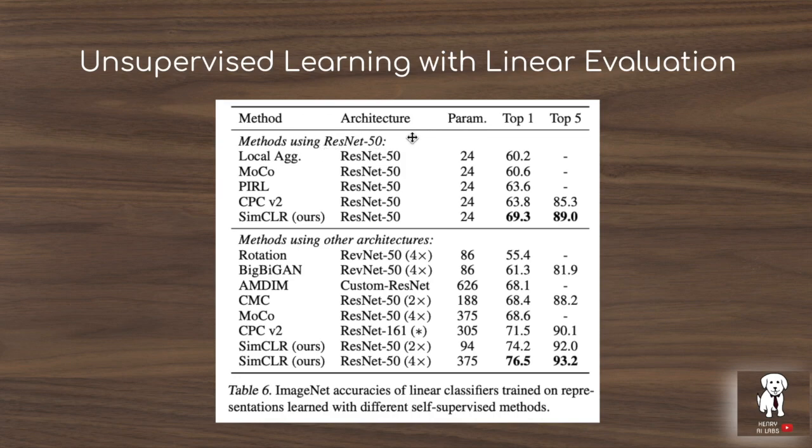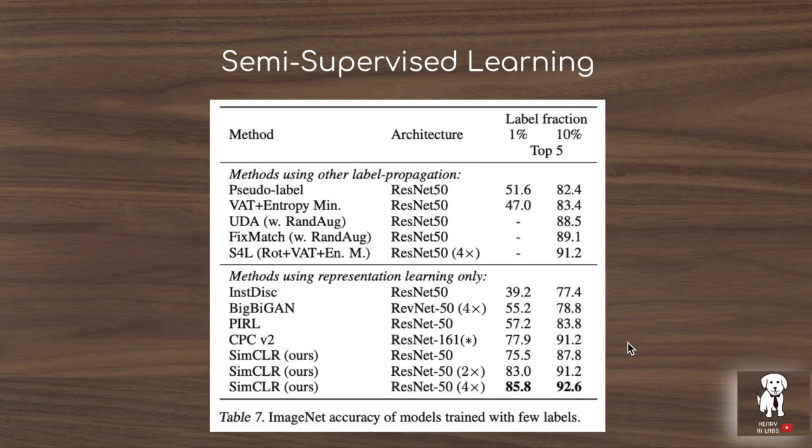an EfficientNet or the reversible network, which is where you don't have to compute the activations in the forward pass, sort of to save memory, or these custom architectures. And you see that SimCLR really outperforms all these algorithms that are looking at using ResNet 50 as well as the custom architectures. Another interesting application of these kind of algorithms is semi-supervised learning.